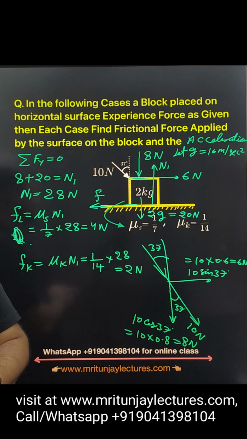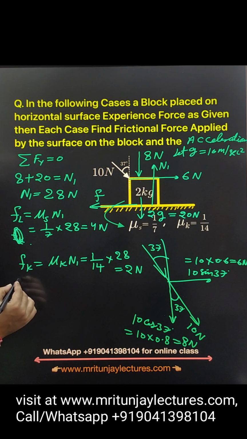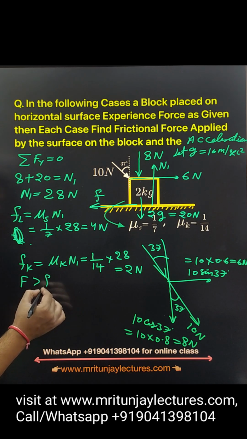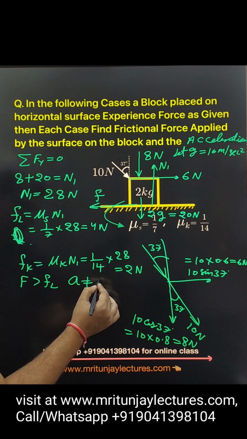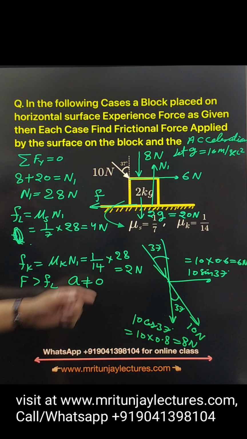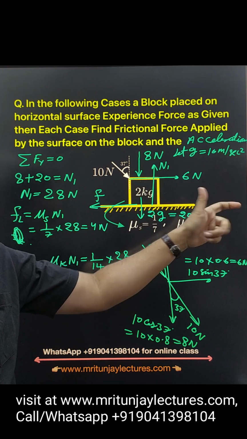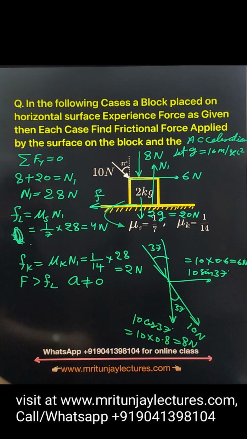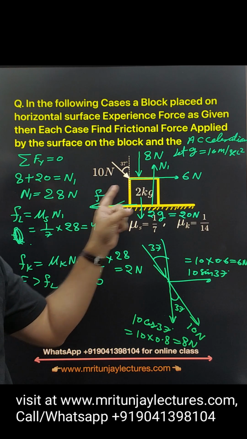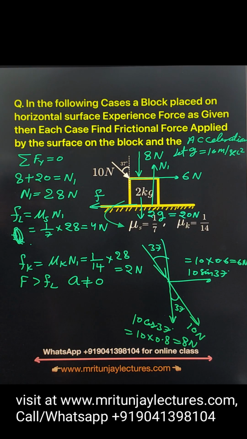Now here, 6 Newton is the driving force and the maximum frictional force is 4 Newton. So you can say that the driving force F is greater than the limiting value, so motion is allowed, which means a is not equal to 0. Why? Because the maximum frictional force is only 4 Newton, but the driving force is 6 Newton. Frictional force always opposes the motion, that's why the direction is like that. So this block is moving along the positive x-axis.